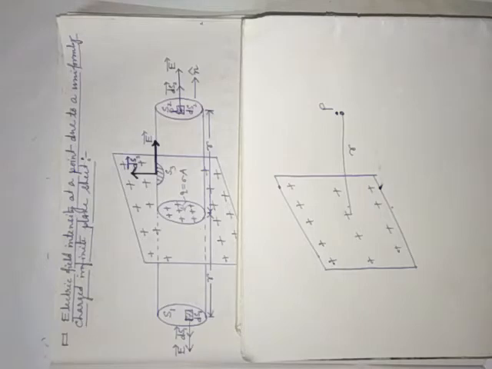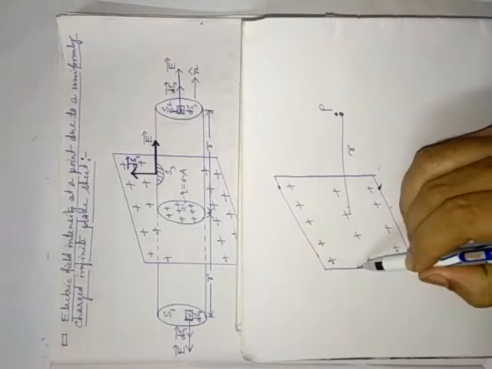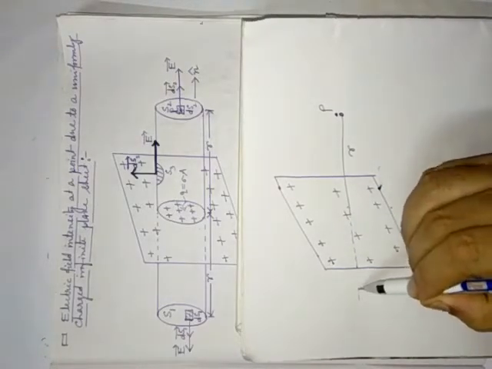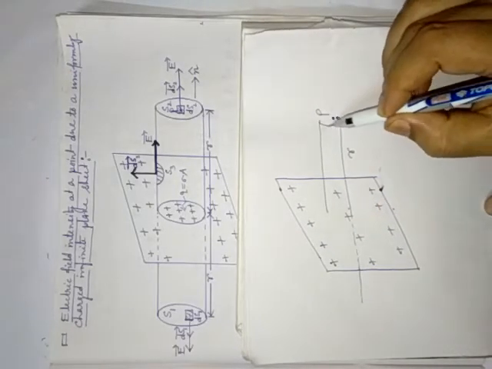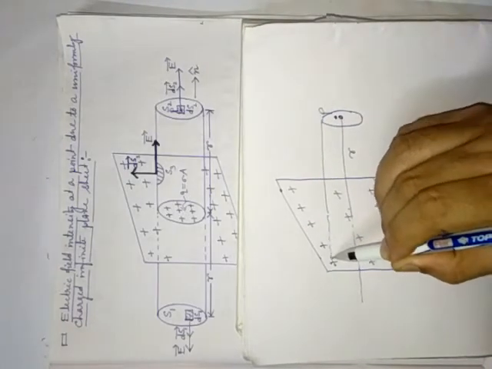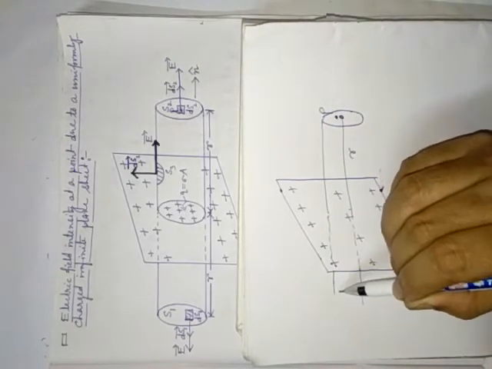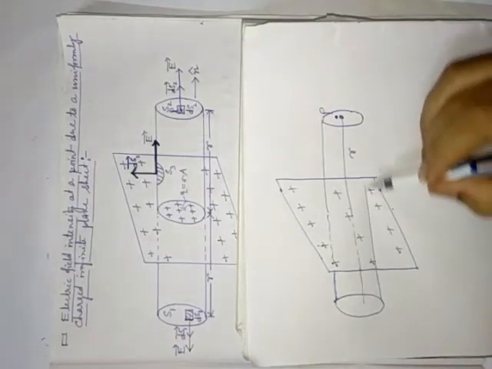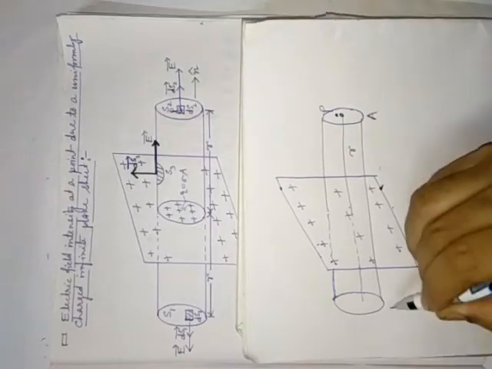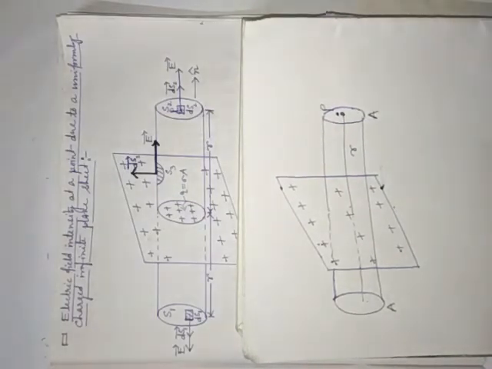Since we are going to apply Gauss's law, we require a Gaussian surface. Here the Gaussian surface would be a cylinder of length twice r. Suppose this is the cylinder, perpendicular to the plane of the plate, and the cross-sectional area of the circular faces is A.